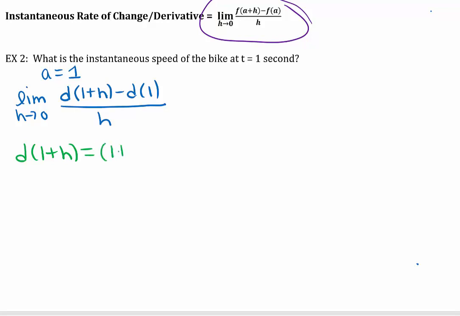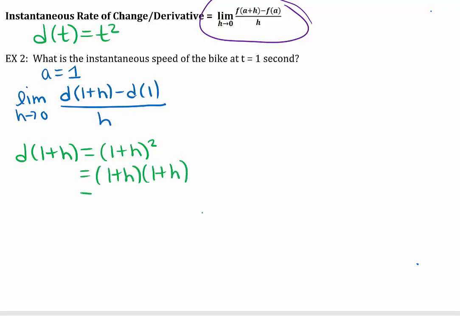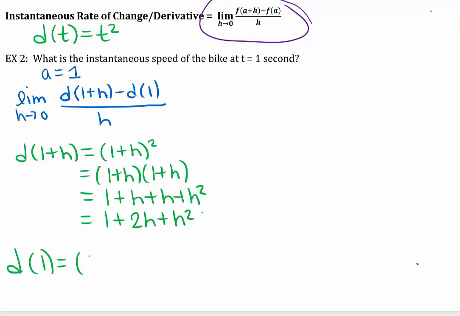I'm going to take 1 plus h and plug that into my function. Recall, if you look at the top of this page, the original function we were working with was d of t equals t squared. I'm just taking the 1 plus h, plugging that in for t. And so that's why I'm squaring it. 1 plus h squared is the same thing as 1 plus h times 1 plus h. And if I multiply or FOIL that out, I end up with 1 plus 2h plus h squared. And let's see, d of 1, if I plug 1 into that function, 1 squared is 1.